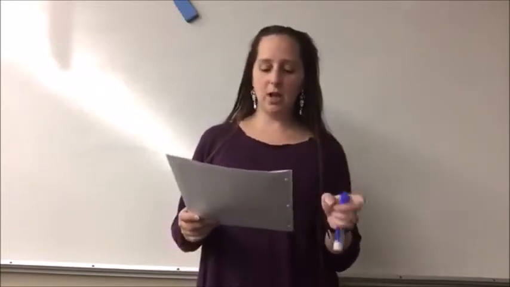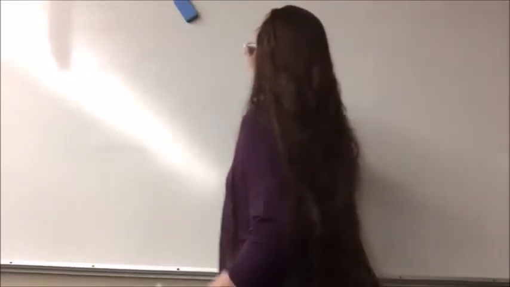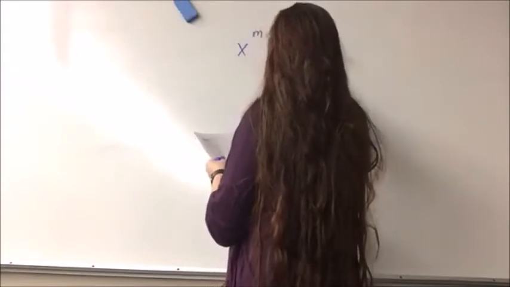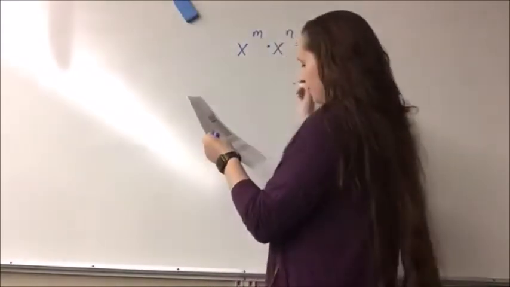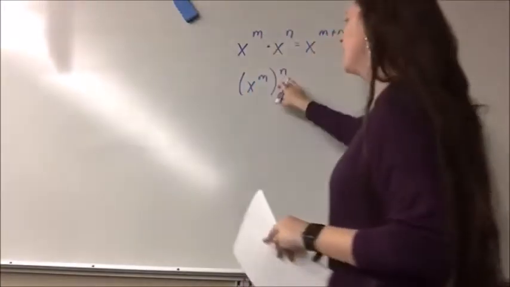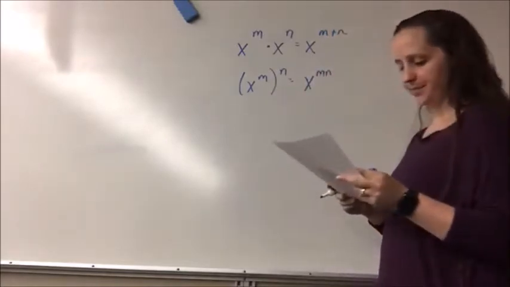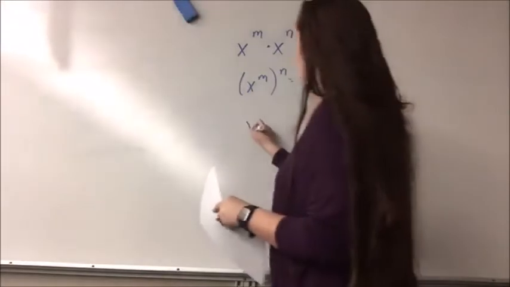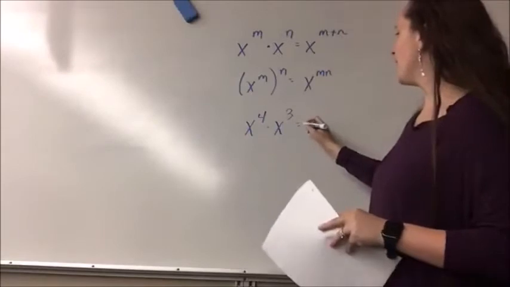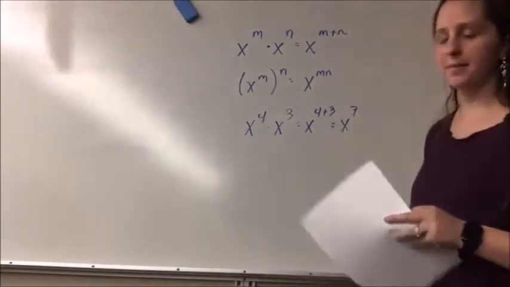Other things that you need to know: multiplication involving powers. Remember that when I have x to the m times x to the n, that equals x to the m plus n. When I have a power to a power, I multiply those powers. So if I had something like x to the 4th times x cubed, that follows this rule. So I have x to the 4 plus 3, which is x to the 7th power.